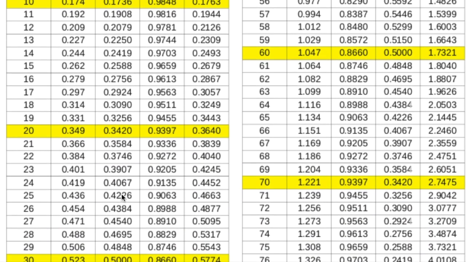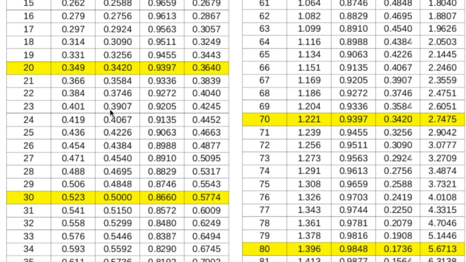So here, going back to what we were just looking at, my sine column, we went down to look for 0.4, and we see that that would put us somewhere between 23 and 24 degrees. And that is more or less how this table would work.